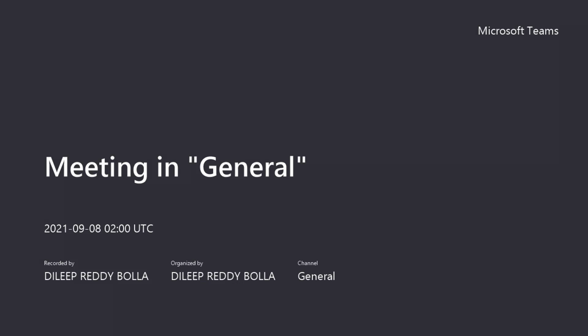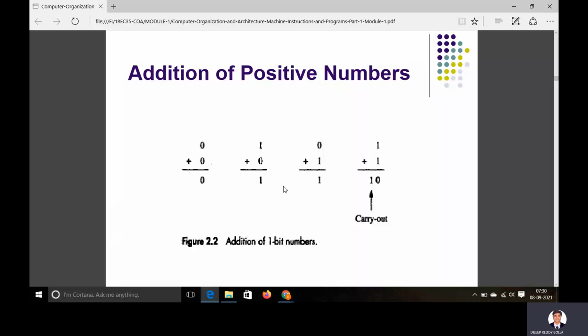Session on addition of positive numbers. As we have seen in the previous session, how to add two positive numbers we have seen. This is the example we are interested in here. 1 plus 1, if you add, it's actually 2, right? So 2 is represented by 1 and 0. This 1 is like your carry out and this 0 will be the sum. This is what we discussed in the previous session about the addition of a one bit number.